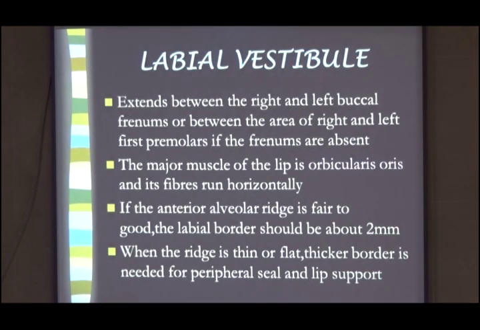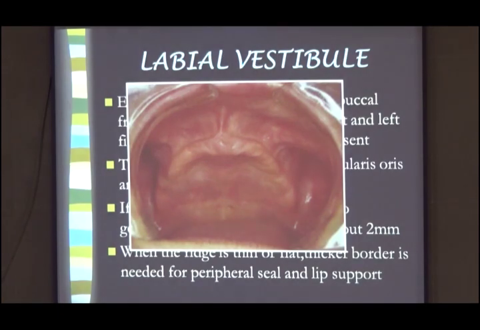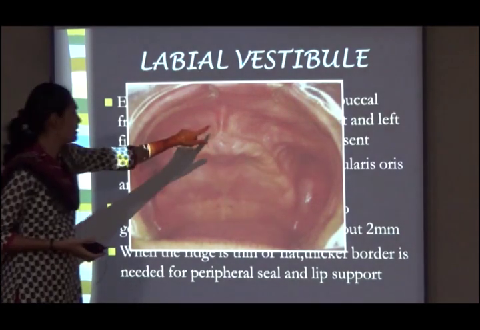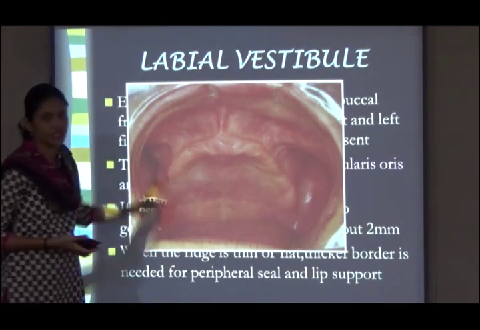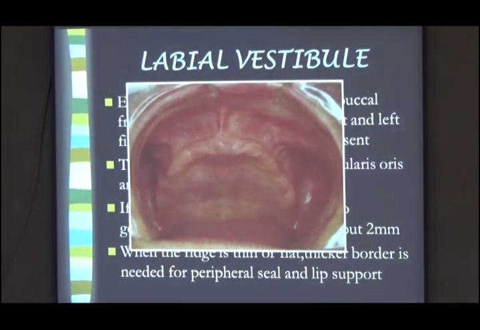Labial vestibule extends between the right and left buccal frenum. If the buccal frenum is absent, it is in the approximate area of the first premolar. The major muscle in this area is orbicularis oris, and the fibers run horizontally. That's the area of labial vestibule between the labial frenum and the buccal frenum.